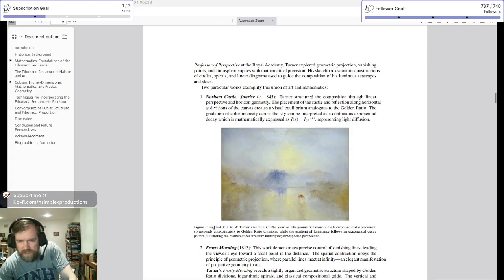Yeah, this word approximately is doing a lot of heavy lifting here. I can't agree with this. In fact, let's see if we can. I cannot. Interesting. I can't take that.